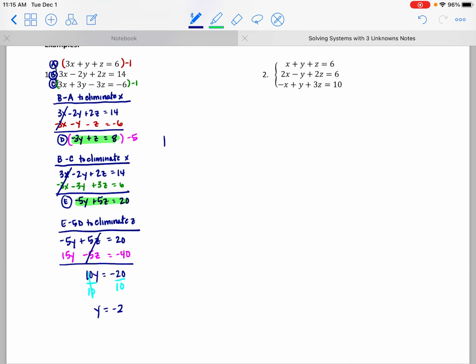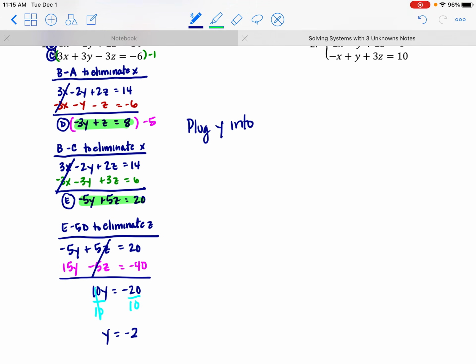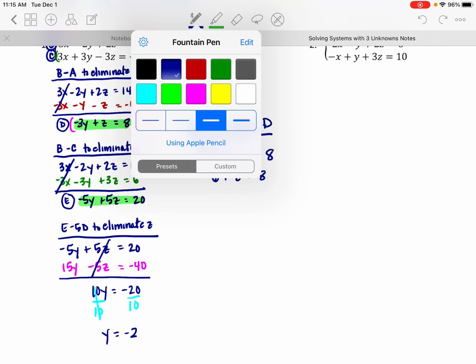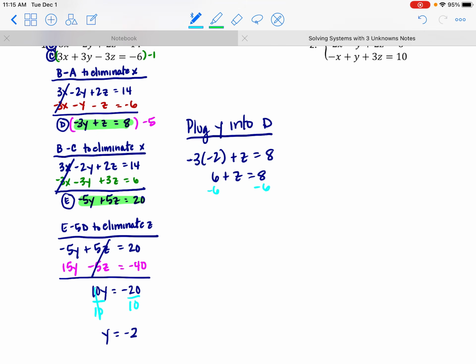Okay, so now I'm going to plug y into, it doesn't matter if you choose d or e. I'm going to just plug it into d. It looks a little simpler. So plugging y into d, I end up with negative 3 times negative 2 plus z equals 8. So that's 6 plus z equals 8. And subtracting over that 6, we can see that z is going to be 2.